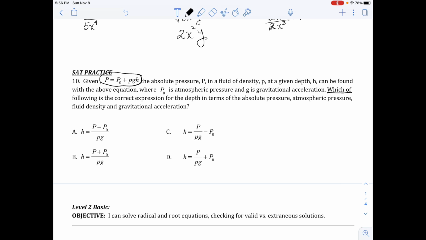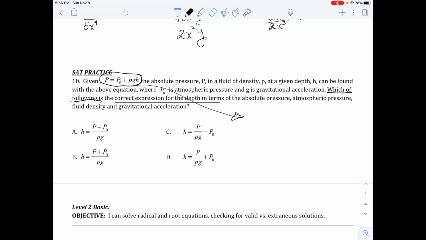So which of the following is the correct expression for the depth? So if you look at all of them, they're h equals, h equals, h equals, h equals. So that must mean that I have to take that equation and solve it for h.